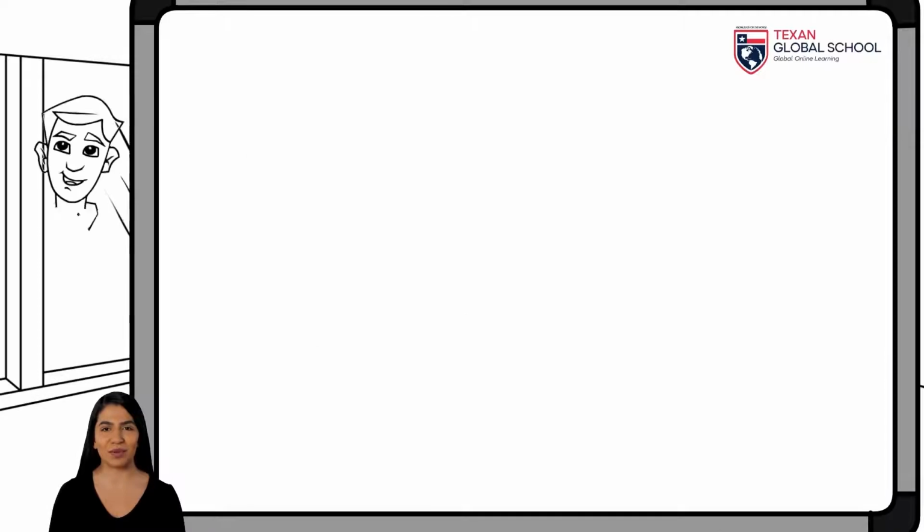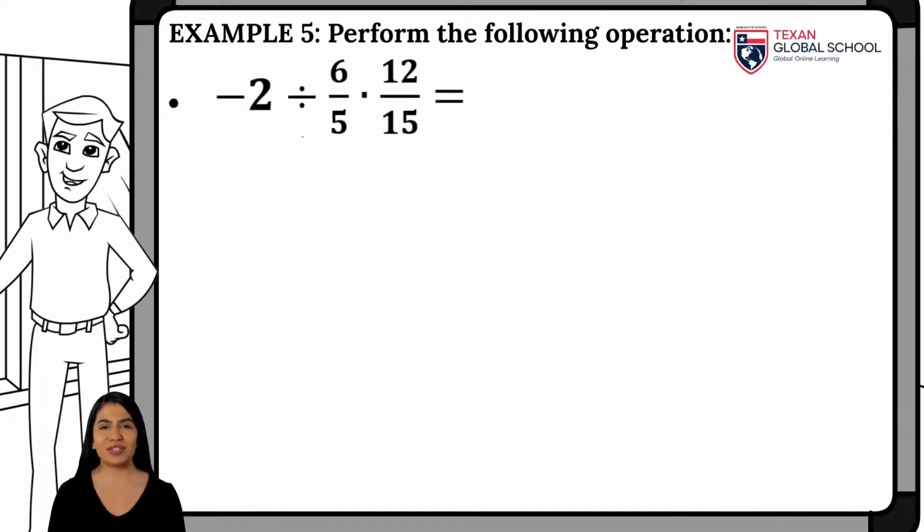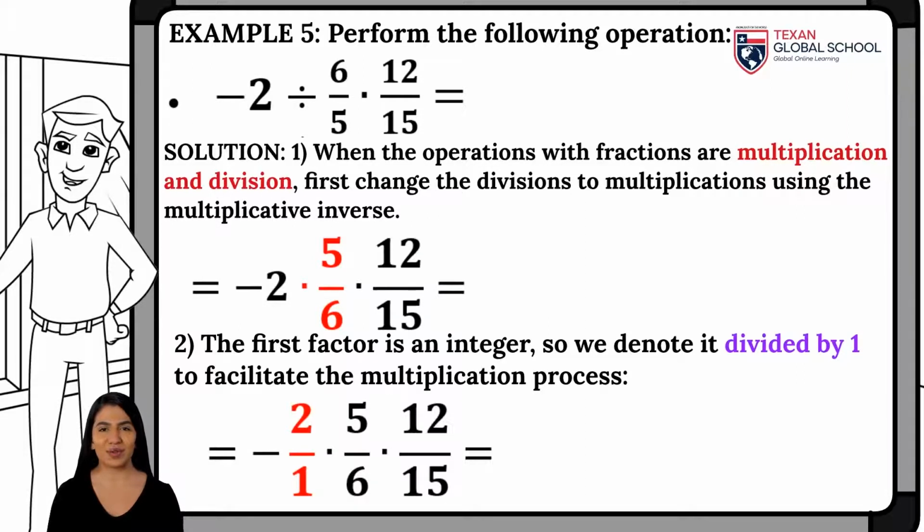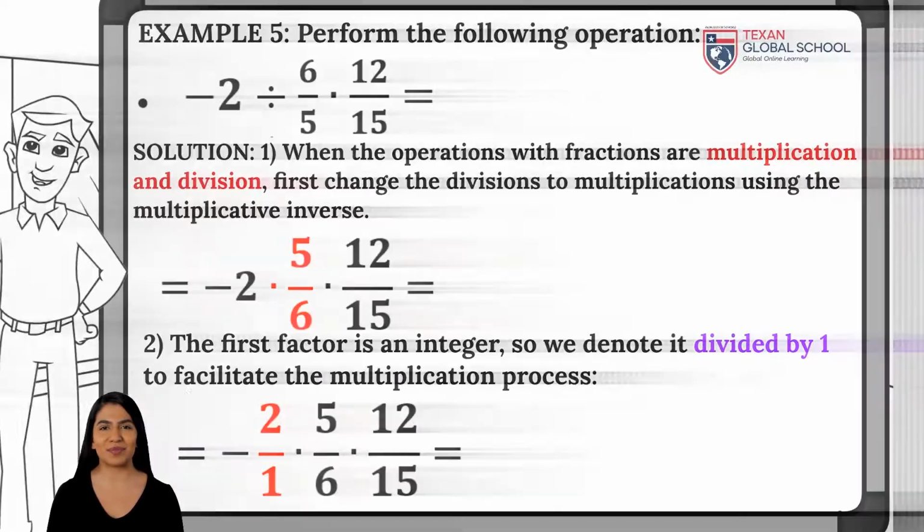In this last example, we have a division and a multiplication. When operations with fractions are multiplication and division, first change the divisions to multiplications using the multiplicative inverse. So we first obtain the multiplicative inverse of the divisor by inverting numerator and denominator. Now we can see that the first factor is a whole number. We then denote it divided by 1 to facilitate the multiplication process.